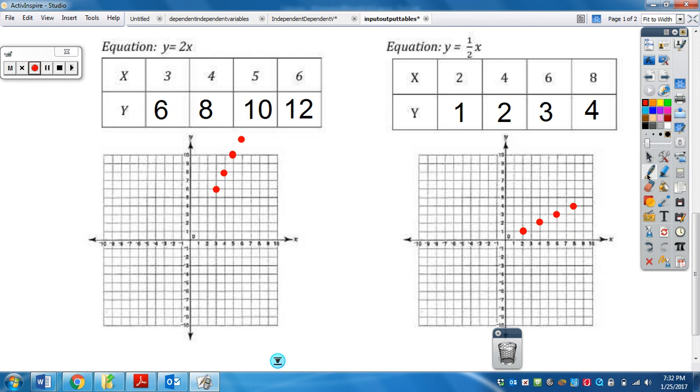Now, as you can see, this line is not as steep as our others, and that's because we have a fraction that we're multiplying by. We know that 2, which I had in my first problem here, is much larger than a half, so my line is going to be a lot steeper or increase quicker than this one would.